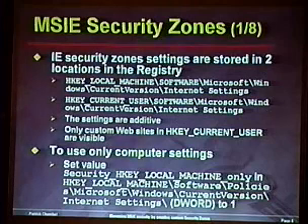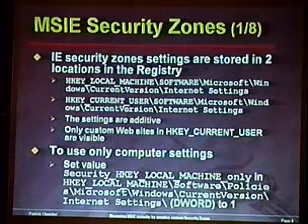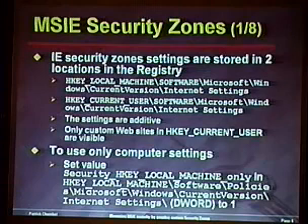Okay, so now MSIE security zones. Security zones are stored in two locations in the registry, one in the local machine hive and one in the current user hive. So these settings are additive. You can set some parameters in one and some other parameters in the other. But you can set your custom websites, URLs and domain names only in the current user hive.